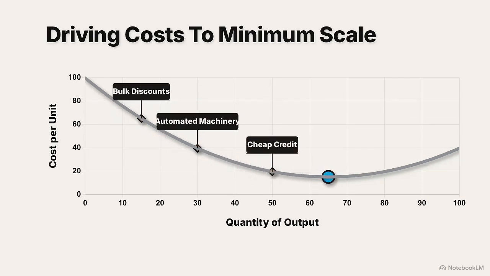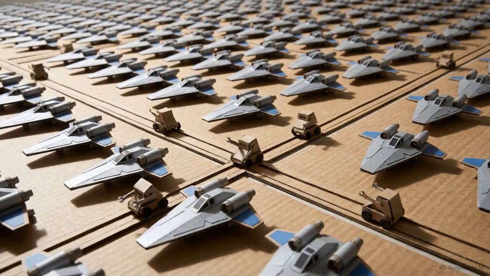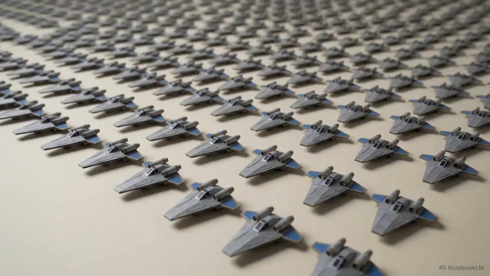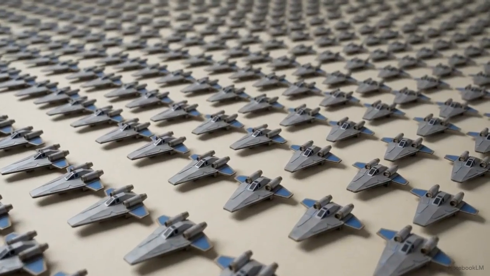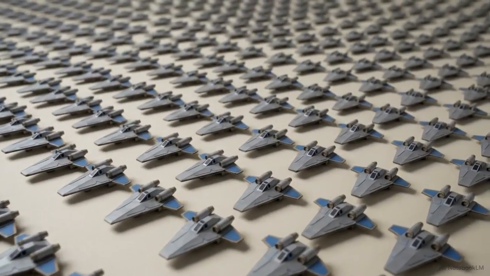Bulk discounts, automated machinery, and cheap credit are the physical mechanics that push a faction's position further down that cost curve. As the rebel fleet's expansion reaches the bottom of the U-curve, it hits a critical threshold, the minimum efficient scale. This is the optimal output level, where average total costs are at their absolute lowest and efficiency is maximized. Producing at this volume is the ultimate strategic goal, capturing the maximum possible savings without triggering the penalties of excess size.